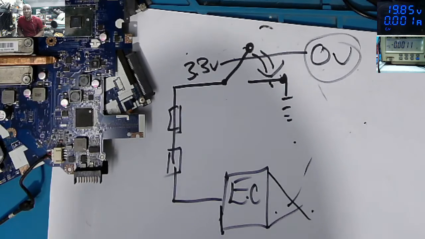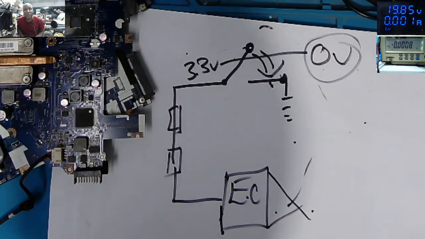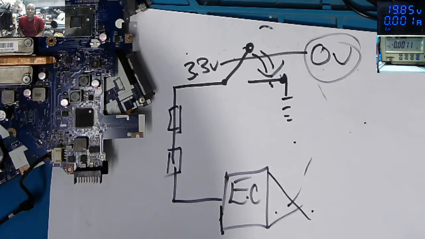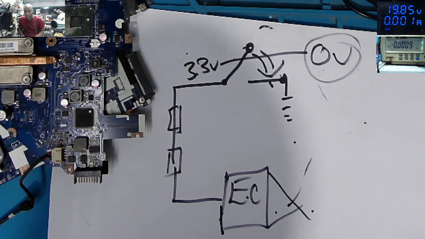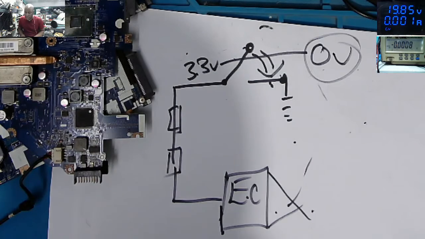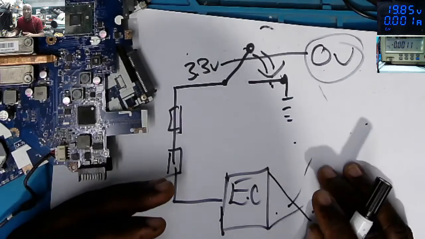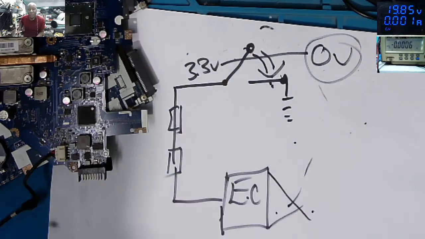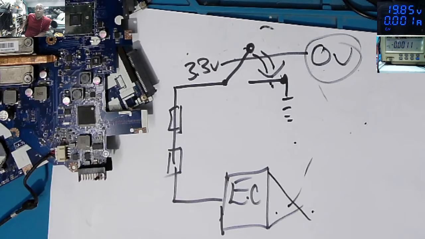Check the 5 volts, check the voltage for the video processor, for the GPU, and the other voltages. Because any fault can give us a bad result on turning on the motherboard. So check other things.